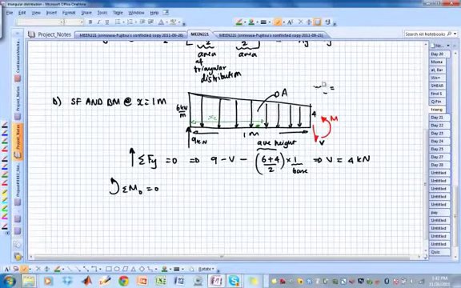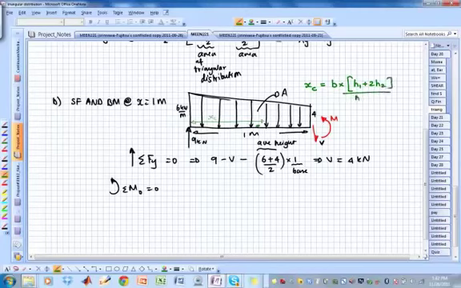So let me erase all this stuff. Let me write it in green. xc equals base times (h1 plus 2 h2) divided by 3 times (h1 plus h2). So h1 is 6, h2 is 4, and d is 1. So this will turn out to be 0.4667.